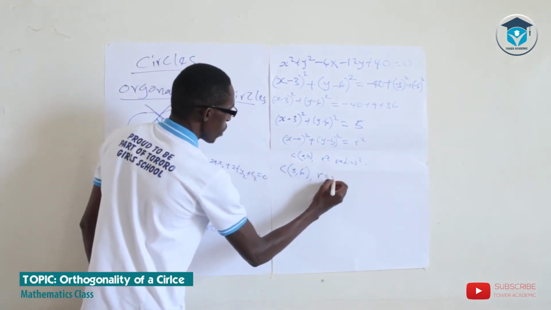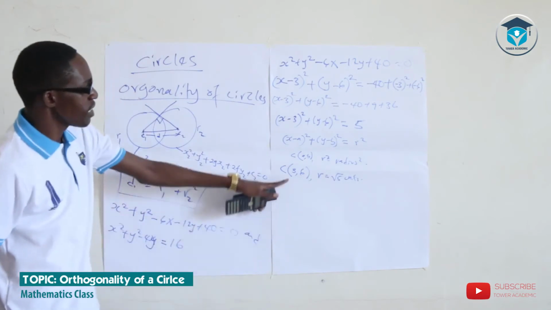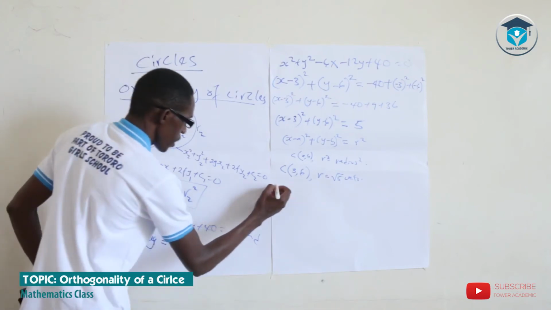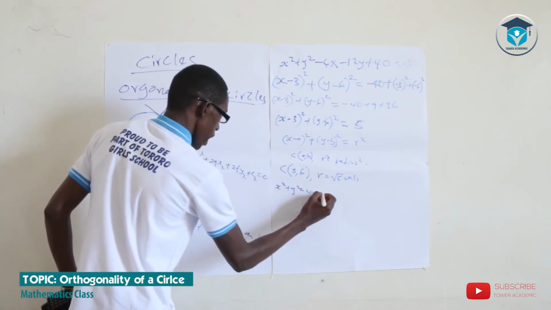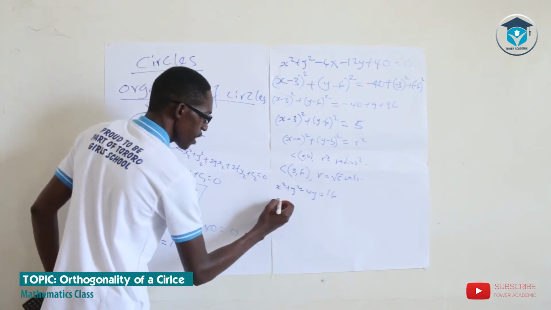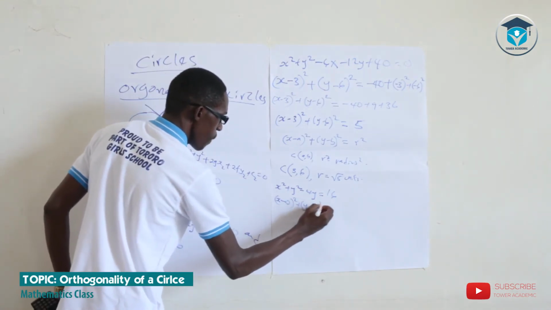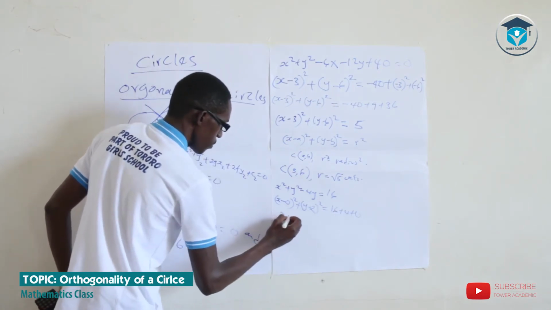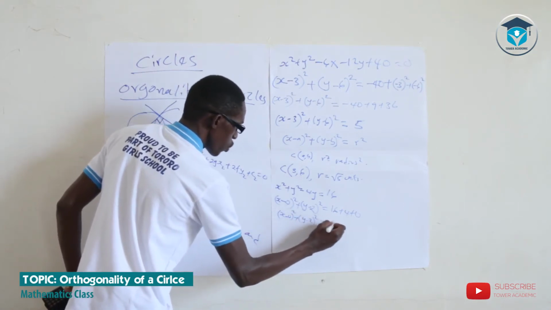And then its radius becomes root of what? Root of 5, and we add the word units. So this becomes the center for the first circle. Then we come to the second circle, which is x² + y² − 4y = 16. When we complete squares, this gives us (x − 0)² + (y − 2)², and this gives us 16 + 4 + 0. So (x − 0)² + (y − 2)² = 20.